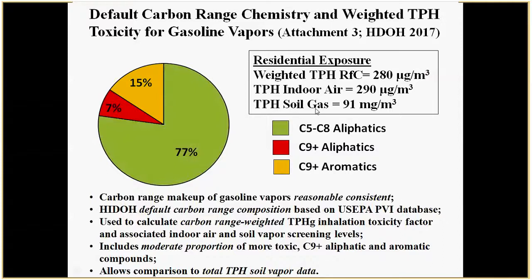Then we can calculate a TPH soil vapor screening level under a slab, 91 milligrams per cubic meter. Again, that varies based on the climate setting you're in. So the carbon range makeup of gasoline vapors is reasonably consistent. Our default makeup of the carbon range is actually based on US EPA's PVI database, and we can calculate screening levels for each one of these.